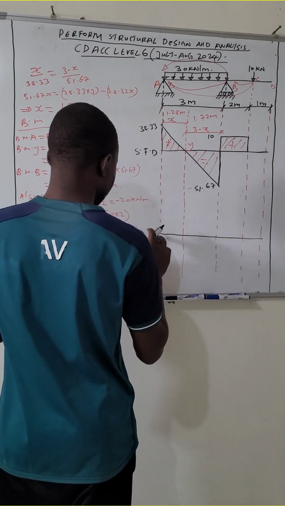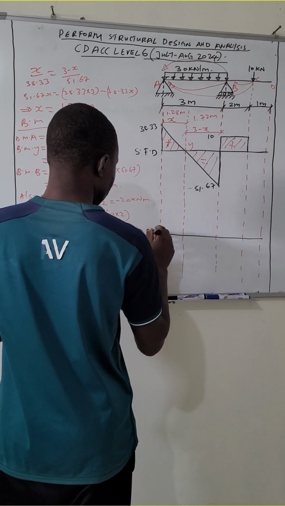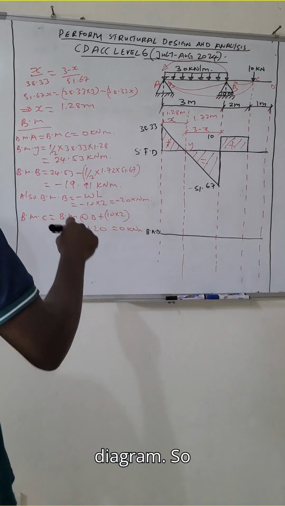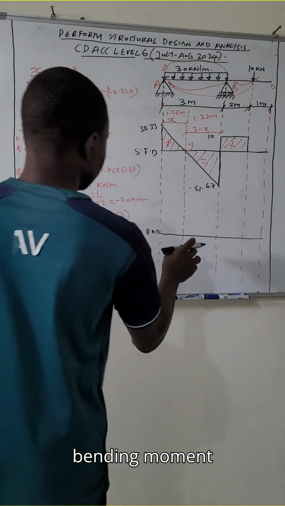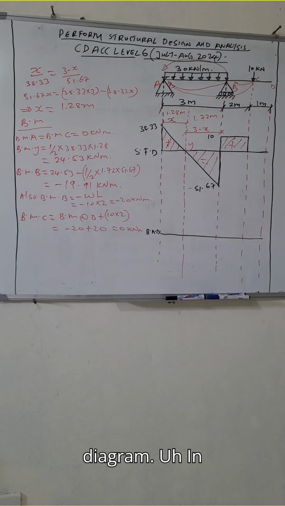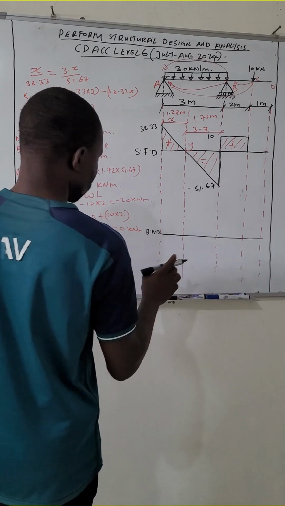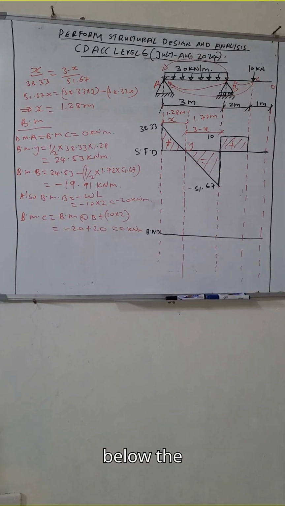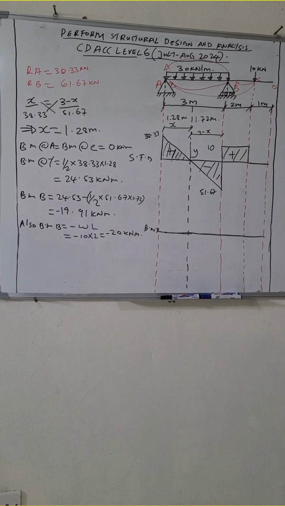So that is your baseline. So this is the bending moment diagram. Above the baseline is positive and below is negative. We have different versions of drawing the bending moment diagram. The positive bending moment is considered, or is drawn, below the baseline. Now let's draw the bending moment diagram.